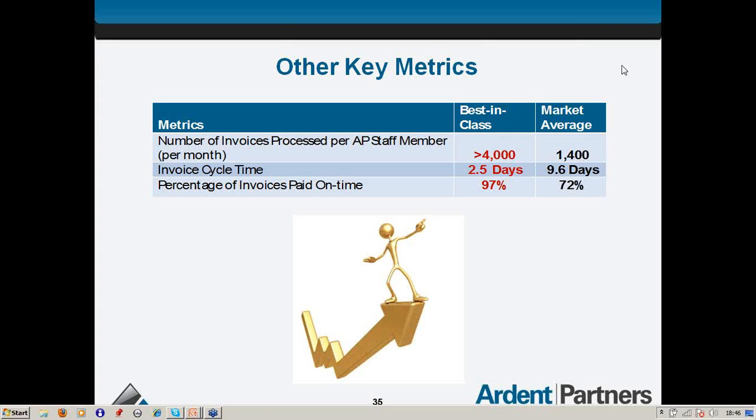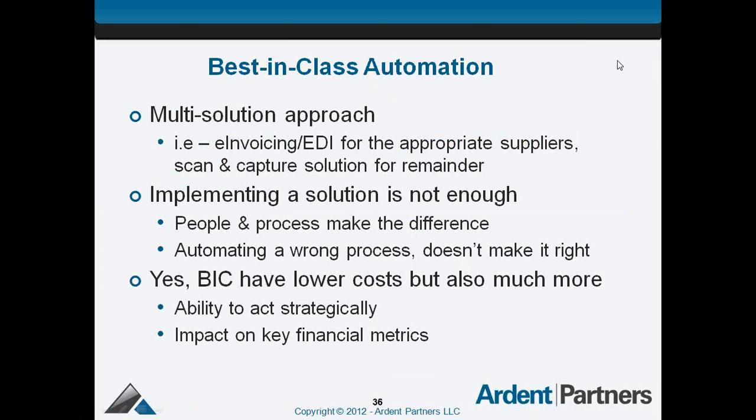And lastly is a metric that not only AP groups are concerned about, but also one that is important for procurement and, of course, suppliers, which is the paid on time percentage. And this is clearly beneficial to supplier relationships and something that can be leveraged during negotiations. And you can see here best-in-class significantly outperforming the market.